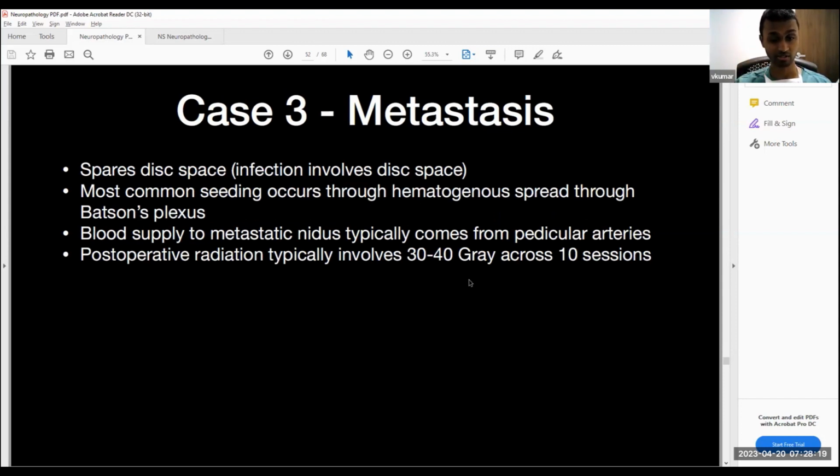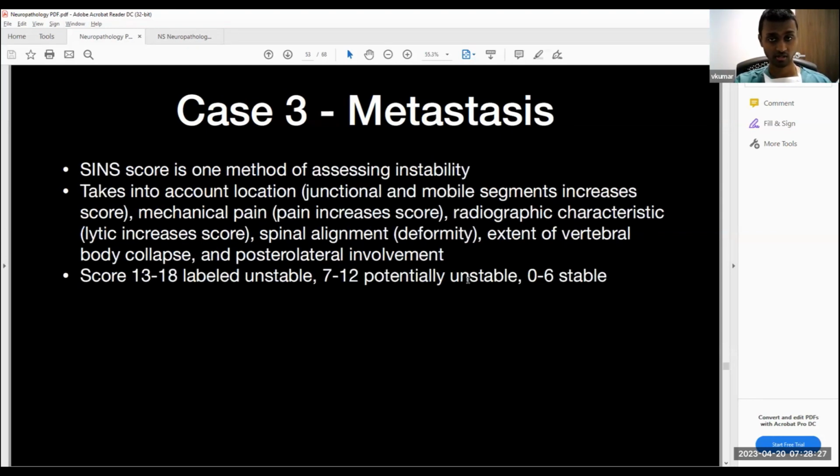And postoperative radiation generally involves about 3 to 4 gray per session across 10 sessions. So we're talking about instability. The SIN score is one method that has been used to assess whether these tumors are unstable or not.